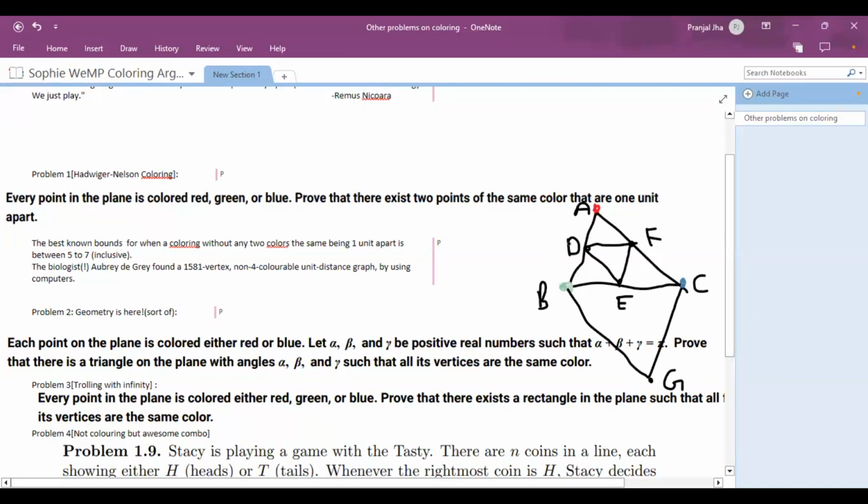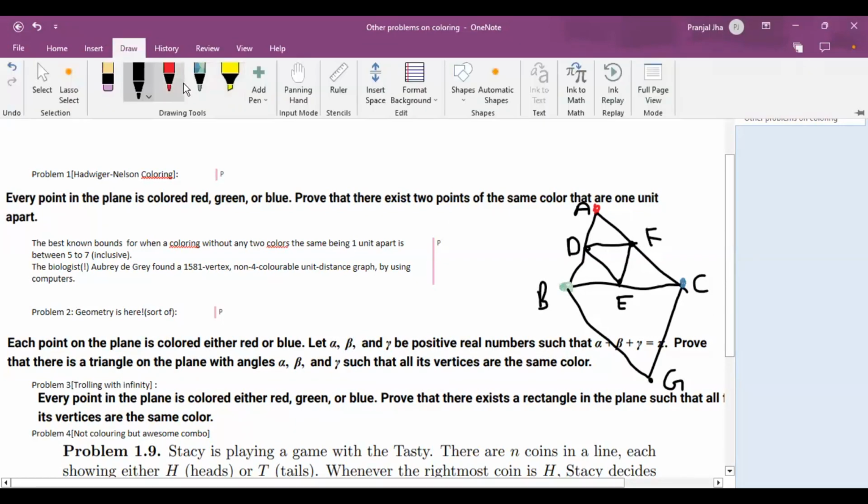And this is G. So do we know anything about what the colors D, F should be? Like anything. E should be red. E should be red. Yes. How did you...? Correct.